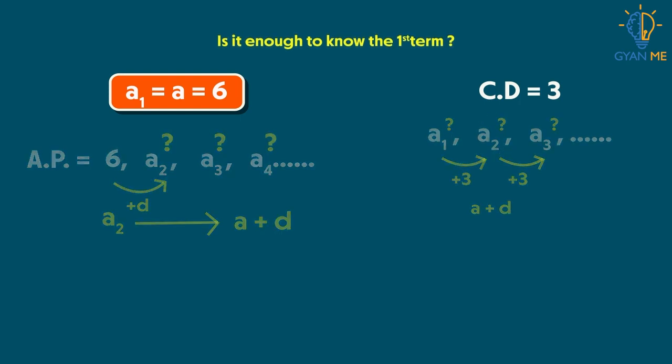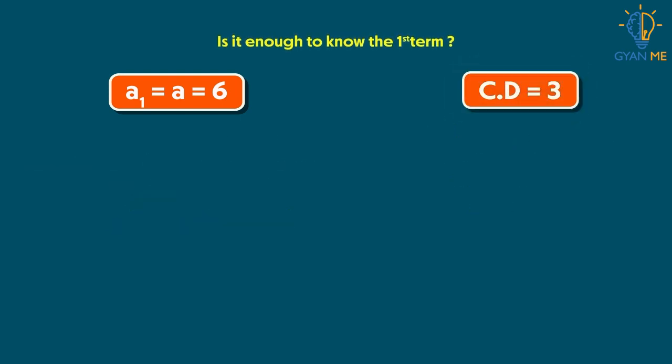Next, if we consider both together this time, say for a particular AP, the first term is 6 and the common difference is 3. Are we now able to write an AP? Yes, now it's easy. Let's write it then. First write A1, that is the first term, which is given to us as 6. Now write all other terms with respect to the first term A, that is 6.